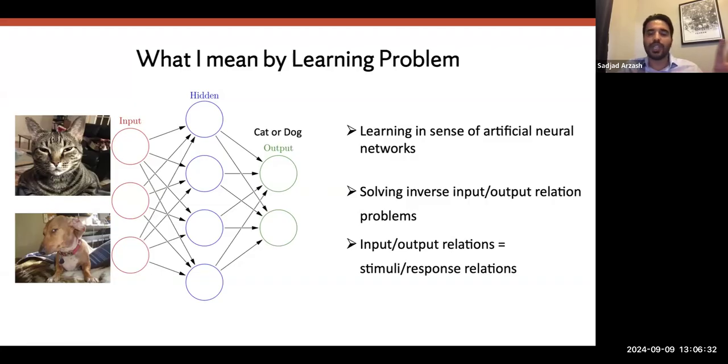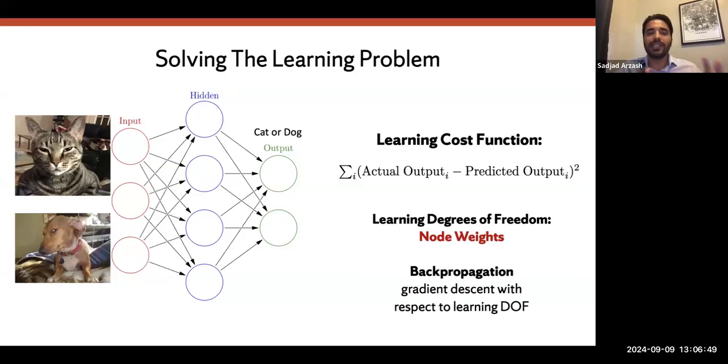In terms of biology and how I'm trying to connect this to tissues, this input-output relationship, for someone who's interested in tissues, can be stimulus and response relationships. So in artificial neural networks, usually you just write down a cost function. What is the learning cost function for this system, the error function? That would be the actual output minus the predicted one squared, for example.